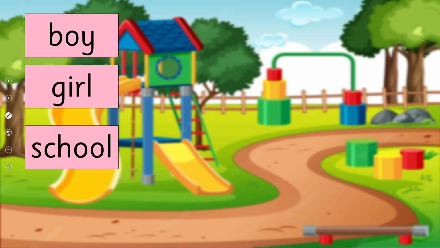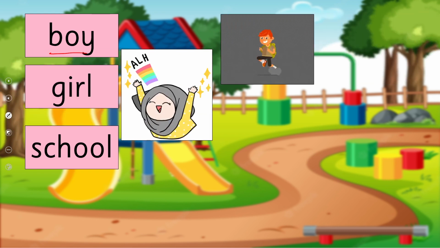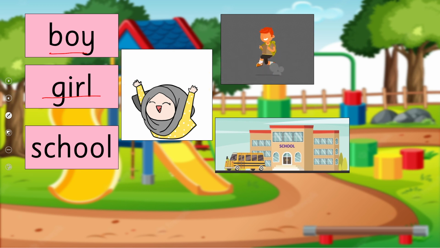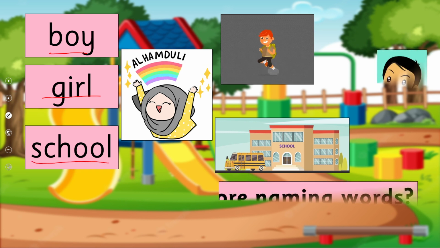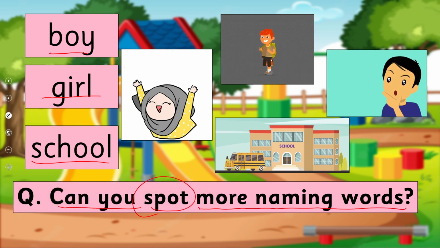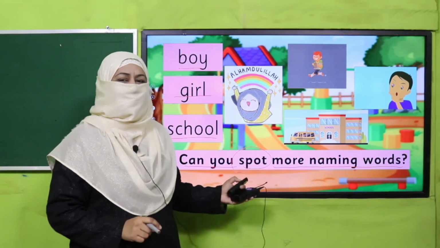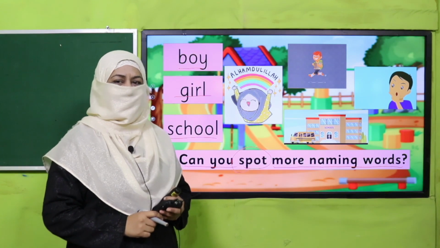For example, now look at these pictures and see. Boy is a naming word. Girl, it's a naming word. School, it's a naming word. Now look at these pictures and think about, can you spot more naming words? By looking at these pictures, can you say more naming words? So pause the video, answer this question to your teacher and then come back.